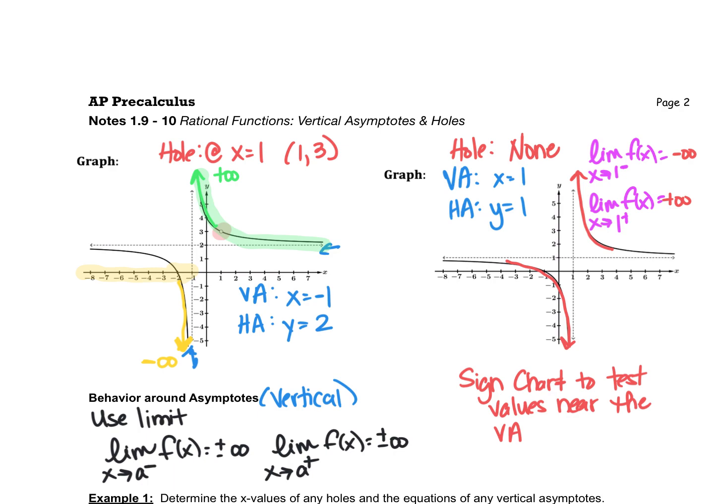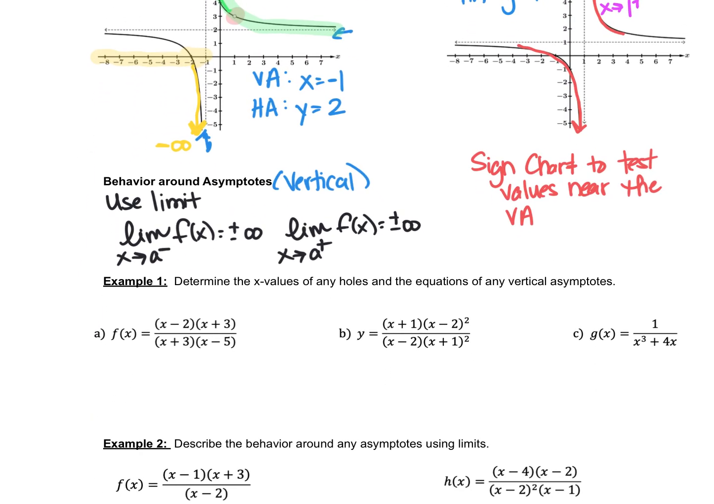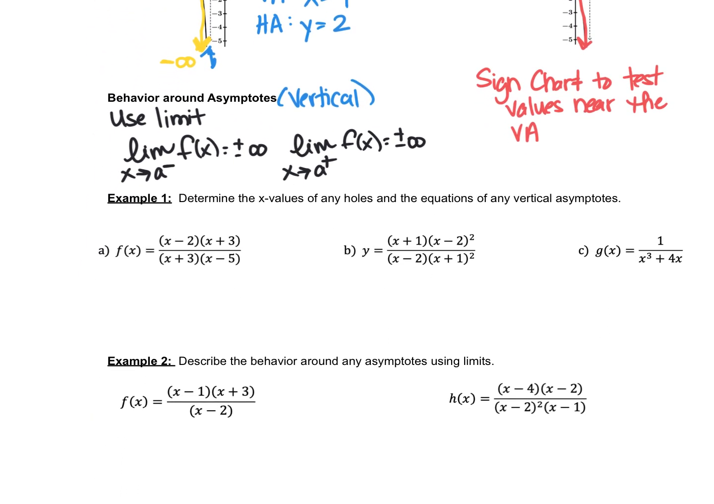All right, so let's kind of put all of that together. So I want to look at this one. It says it wants me to determine the x values of any holes and the equations of any vertical asymptotes. So that's all it wants me to do, to find holes and vertical asymptotes. So underneath each one, this is what I'm going to write. Hole, vertical asymptote. Hole, vertical asymptote. Right? So if you think you've got it, take a second and see if you can figure these out. Pause the video, go back and look.